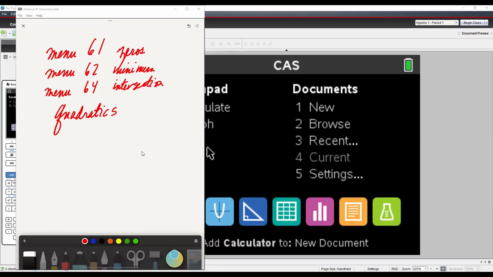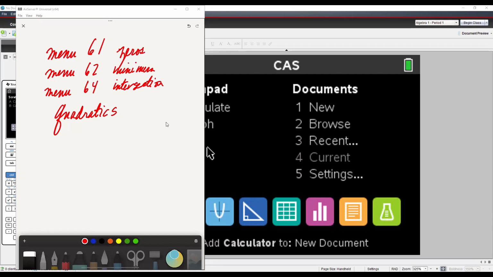This is the third video, from the January 2024 Regents exam. I'm looking at some of the constructed response questions, in particular the ones that are quadratic equations, quadratic functions. Again, the three keys we're going to need are menu 61 for zeros, menu 62 for minimum, which is a very important key, and menu 64 for intersection.